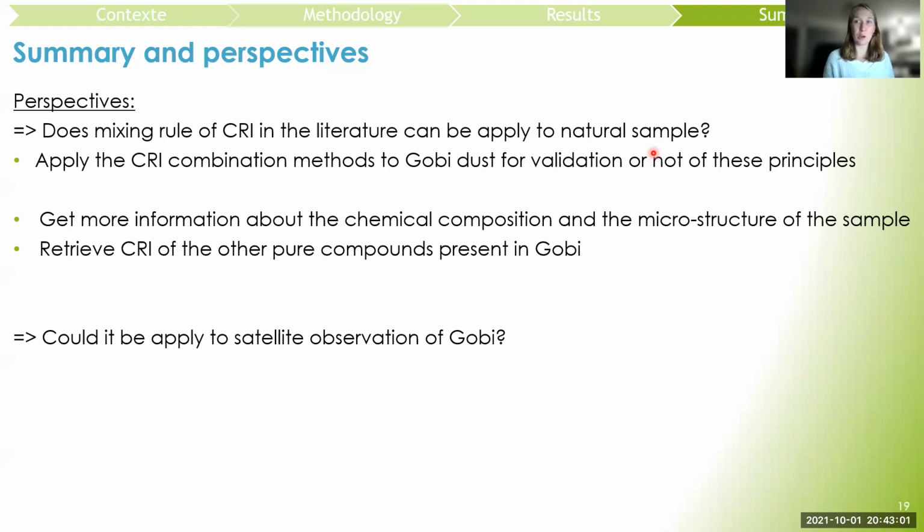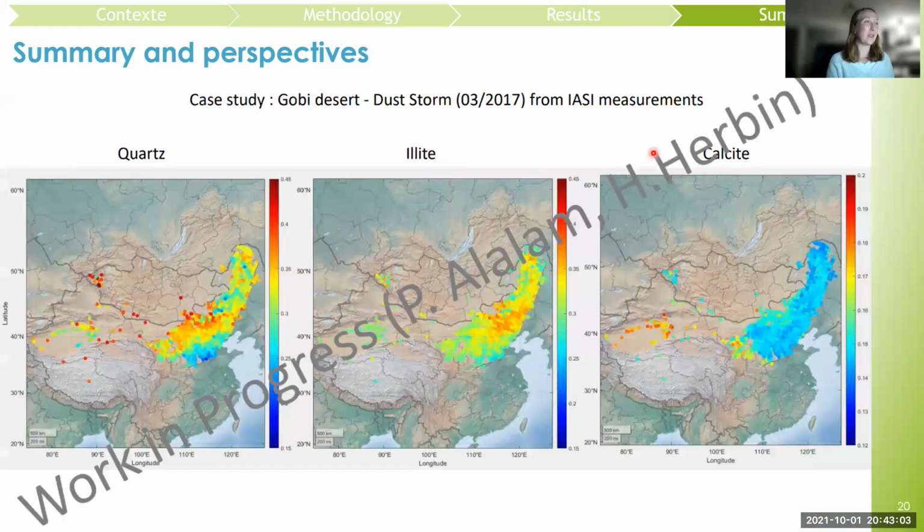particles during dust storms? In another team, in partnership with us at the LOA, a PhD student uses my extinction spectra of each pure compound in order to interpret the spectra of Gobi dust from IASI data, and in order to follow the chemical composition of the dust, Gobi dust, as a function of the position and the time during the dust storm. So it could be interesting to continue now with the refractive index and not only the extinction spectra.